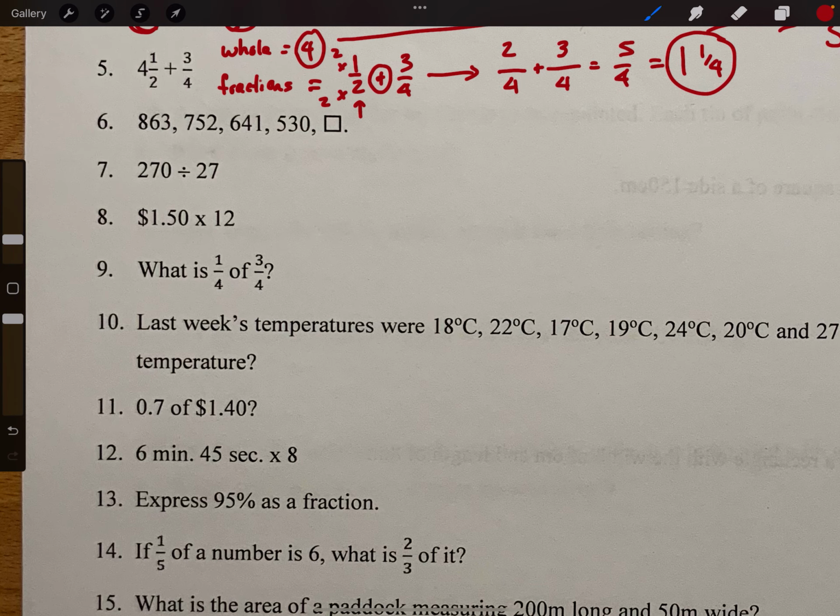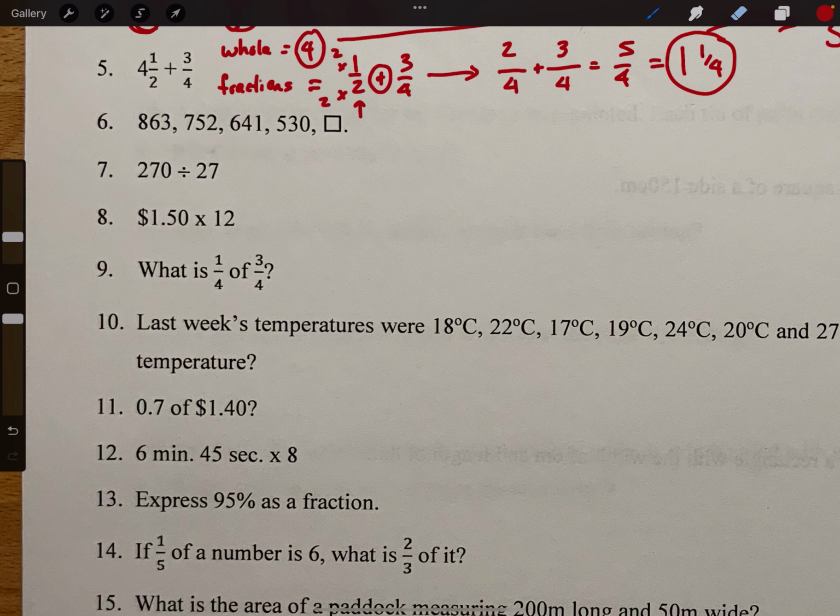Next one. You have to find the pattern. It looks like it's going down, but it's not going down that quickly. So it's just going down moderately evenly. So I believe it's going to be a minus. Now you have to figure out what we are minusing. What's the difference between these two numbers? One way to find out is just take this number minus this number and see what the difference is.